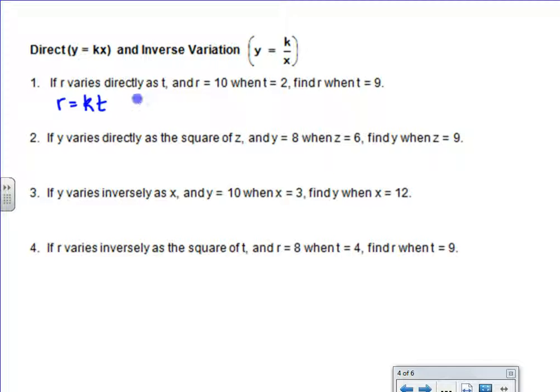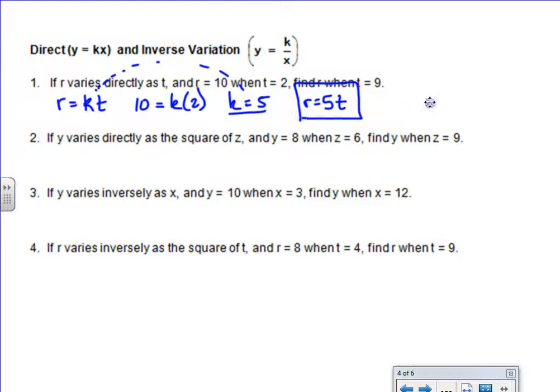Now the next step is they give you some points. They say r is 10 when t is 2. Well, if I know r is 10 when t is 2, I could solve for k by dividing by 2 on both sides. K is 5. So now I'm going to go back to this original setup and write my actual equation, which is instead of k times t, I'm going to plug in my known k now. It's 5 times t. So this is my equation. I'm going to hold on to him for a second. Then it says, now find r when t is 9.